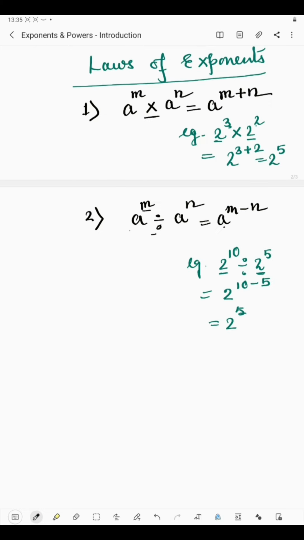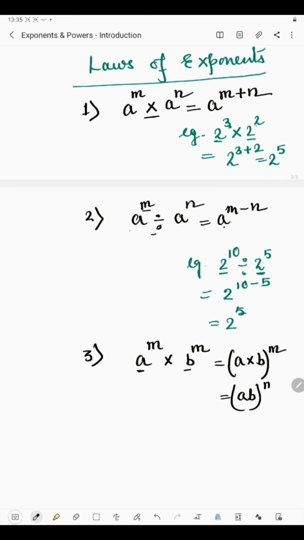Now the third law is, when the base is different but the power is same. Suppose a is raised to the power m and b is raised to the power m. Okay, and in between multiply sign is there. So here power is same. So how can we write this? Here we will just multiply the base, which is a into b. We will have to write the bracket here. Since power is same for both, we will write a into b is raised to the power m. So we'll write a into b means ab whole to the power m.